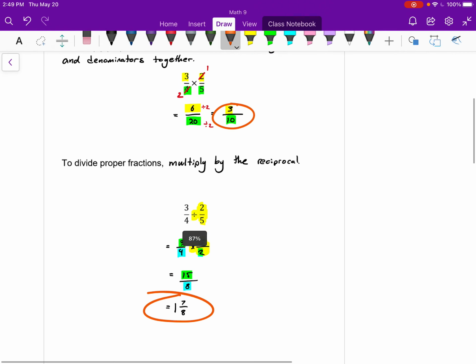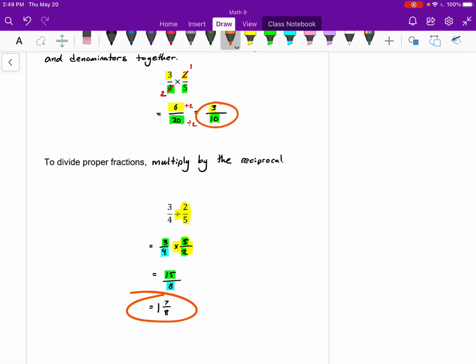OK, so even with dividing, though, you don't need common denominators. You just want to remember that anytime you divide by any number, it's not just with fractions, but it's useful with fractions. Dividing by any number is always the same as multiplying by its reciprocal.